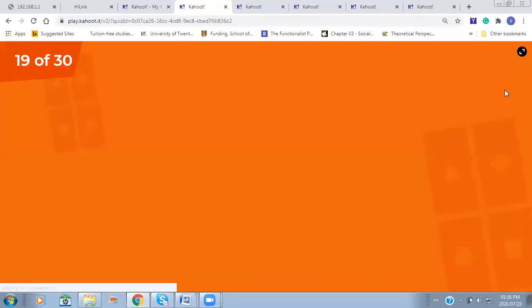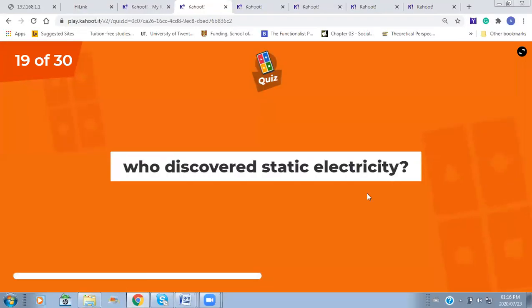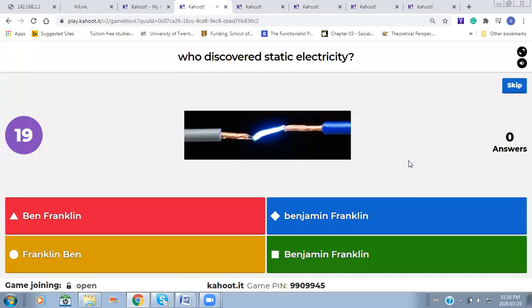Let's go to question 19. Who discovered static electricity? So let's see whether it's getting easier or difficult. Ben Franklin, Benjamin Franklin, Franklin Ben, Benjamin Franklin. Which of them?